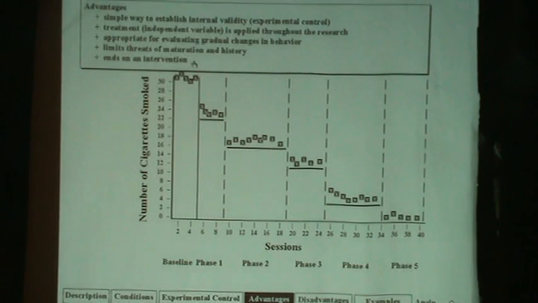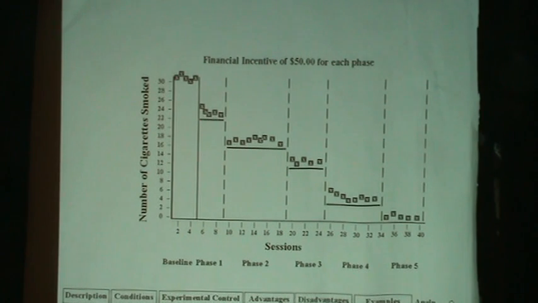Actually, there is a video called Threats to Internal Validity, or Internal Validity, and if you haven't looked at that, you ought to look at that so you'll understand what maturation and history are. And it ends on an intervention, because the intervention is always applied. And this is a very simple design to use in a classroom for homework, increasing homework performance, all kinds of different ways it can be used.